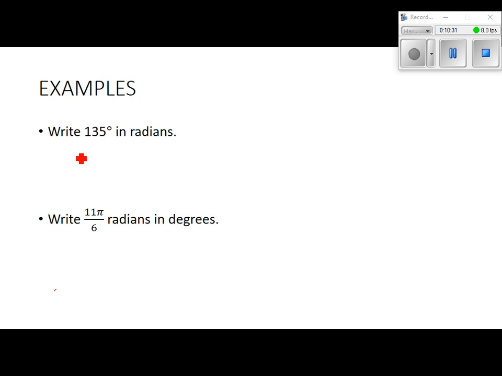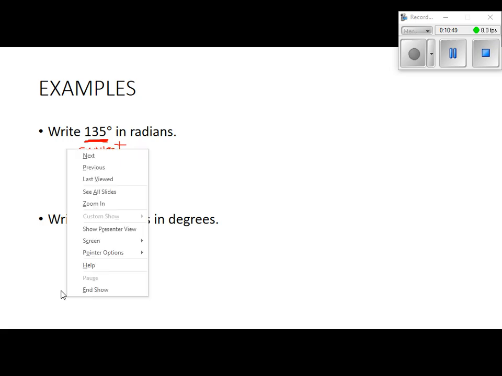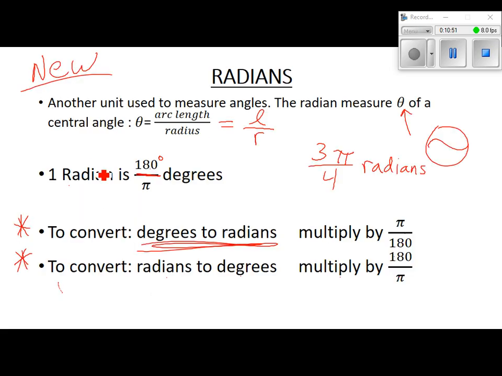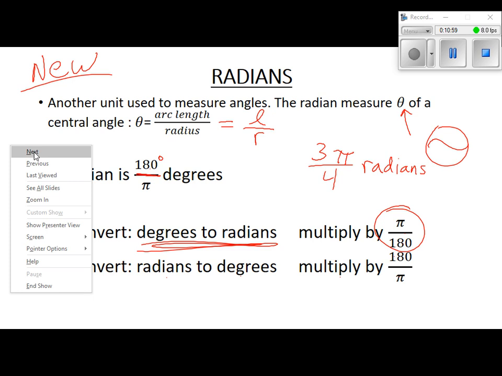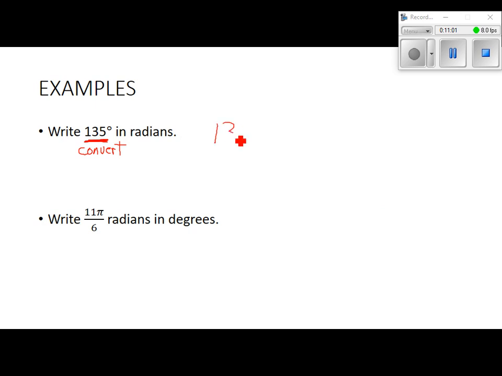A couple of examples here. Write 135 degrees in radians. So we want to change this 135 degrees. We want to convert it from degrees to radians. Do these examples there in your notes as I do them. If we're going from degrees to radians, let's go back for just a second. Degrees to radians, we're going to multiply by pi over 180. So we just take 135 and we times it by pi over 180.